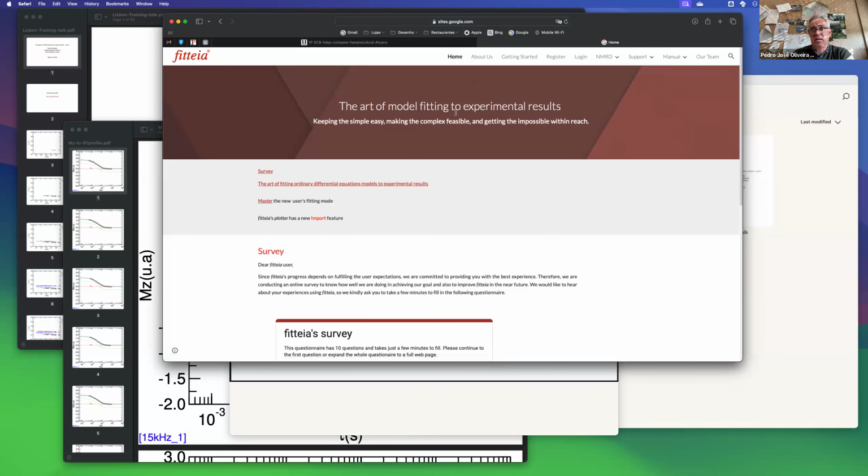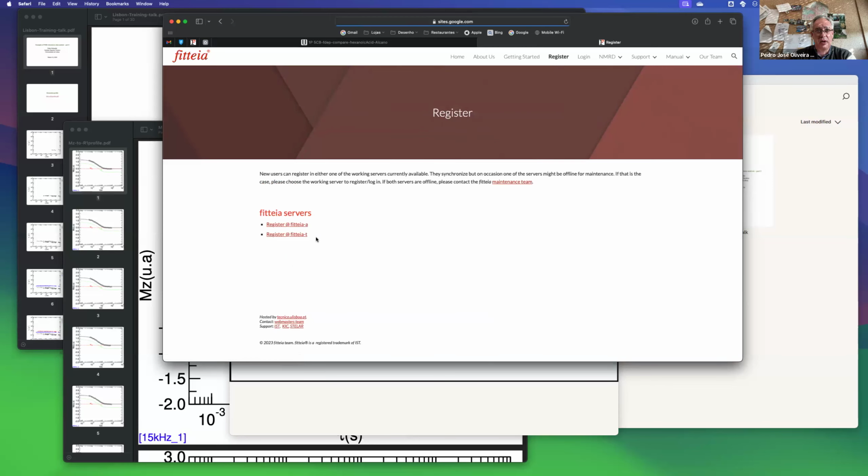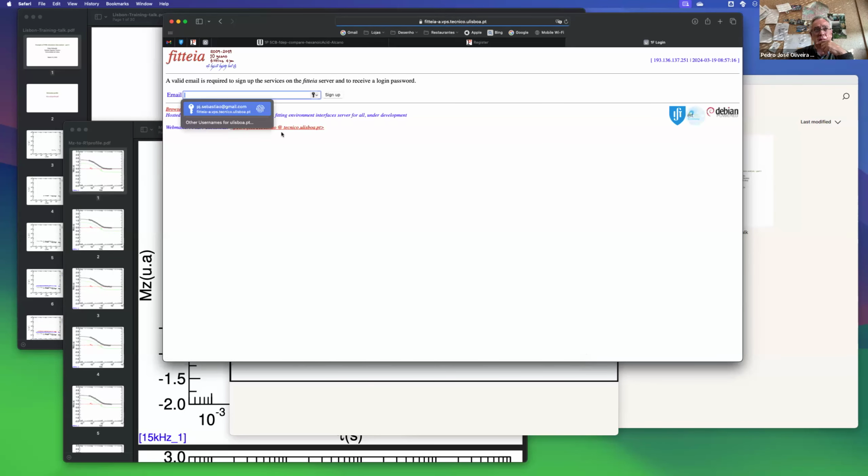The main web page has some information, and then you can move on to register. In register you can find two servers. If you register in one, you will be registered also on the other. They share the information, but you can choose one. The registration process is straightforward: you just have to type a valid email and then sign up. I can do it myself, but I will not complete the process.